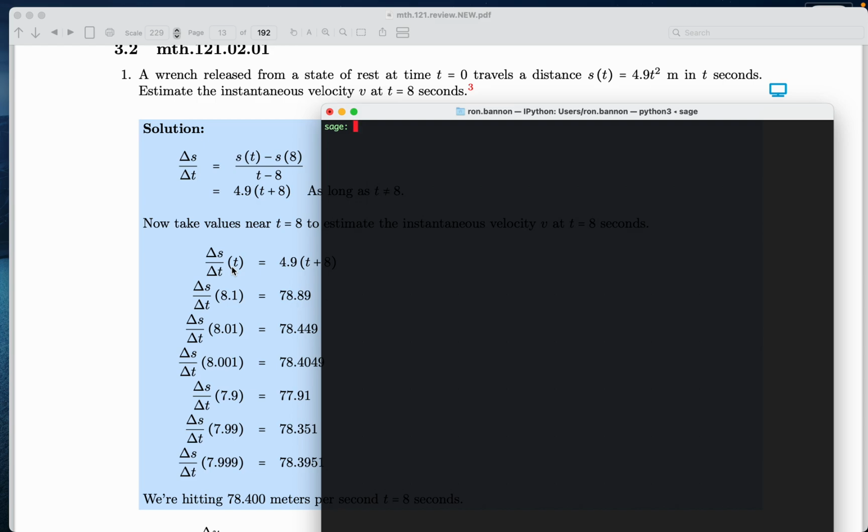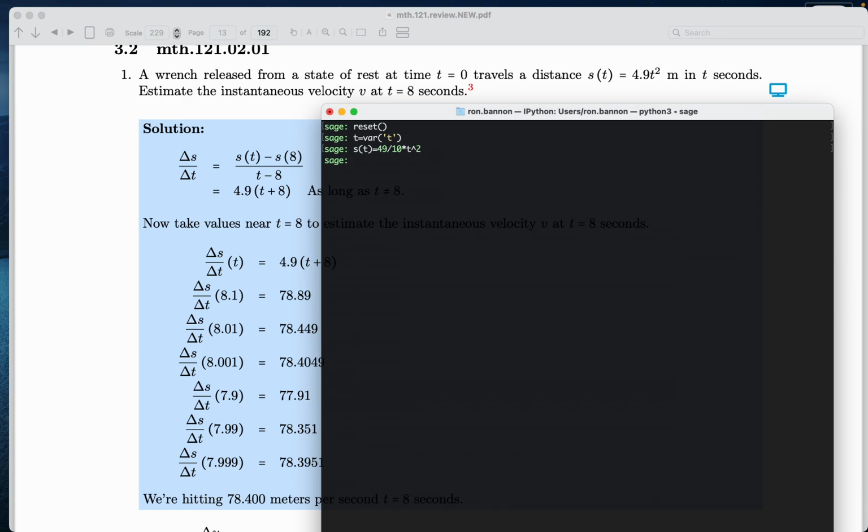Okay, we're doing problem number one, and I'm using Sage as a computer to compute the numbers. Resetting, which is going to give me a clean sheet of paper, so to speak. I'm going to define a variable t, and then I'm going to assign s of t. It's a function, and instead of using 4.9, I'm going to say 49 divided by 10 star t squared.